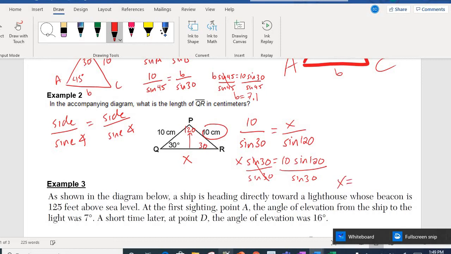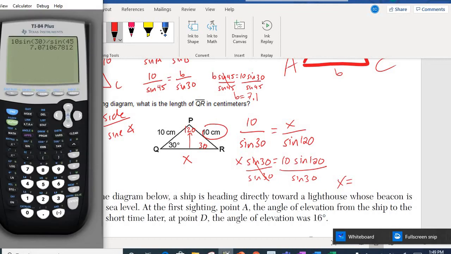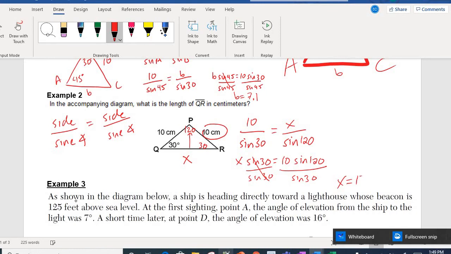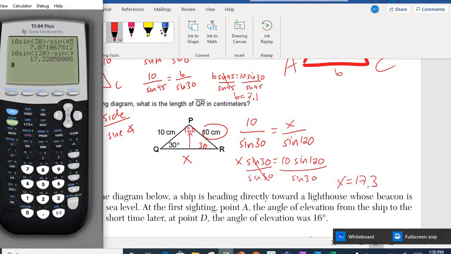So I go to my calculator. We're going to do 10 sine 120 divided by sine 30. So 10 sine 120. I'm going to close the parentheses. And I'm going to divide that by the sine 30. And to the nearest tenth, we'll say that it's about 17.3. Let me just double check that. Yep, 17.3. And in this case, it would be cm.